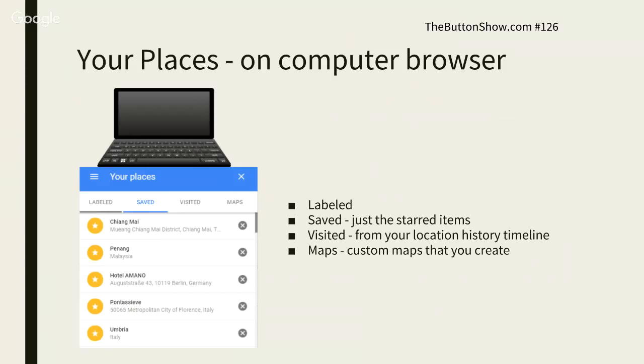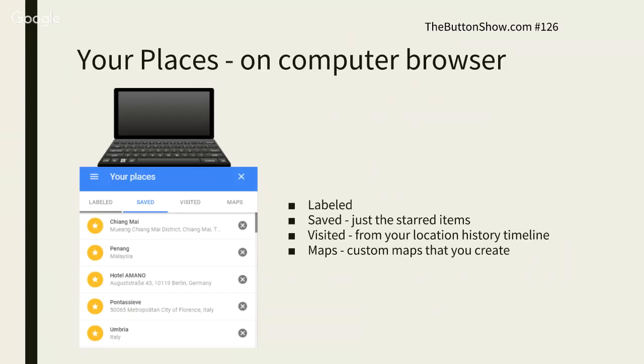You'll see there are other lists on the phones. Visited, now that comes from your location history timeline, and you must have that turned on and allowed for that to be. But visited gives you where you've been lately. So it's great. Like if you went someplace last week that you want to go back to and you don't remember where it was, you can look at your places.